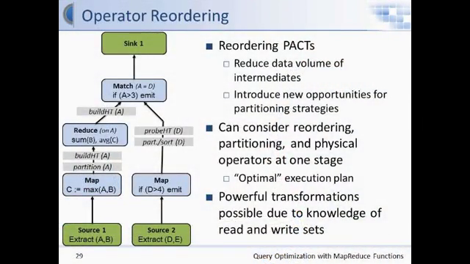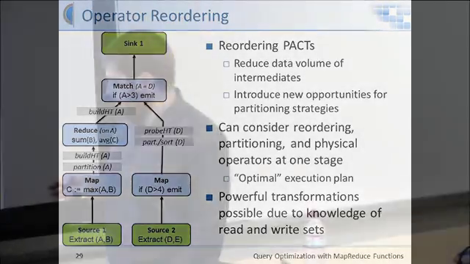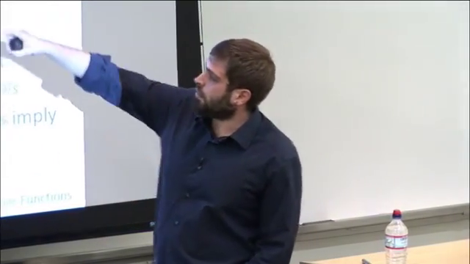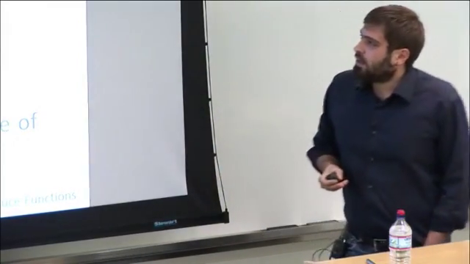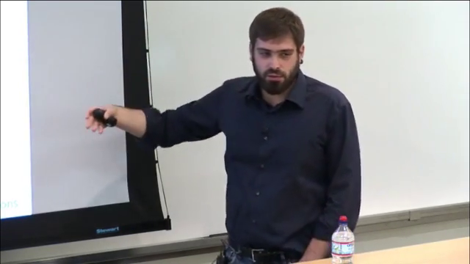The second thing you can do is reorder operators. Comparing to the previous plan, I have reordered the reduce and the match pacts. How you can do that is that you can reorder two operators if you don't have any read-write or write-write conflicts. We'll talk about that a little bit later. But the thing is, you can do these things correctly, right? And these things are very important to do.